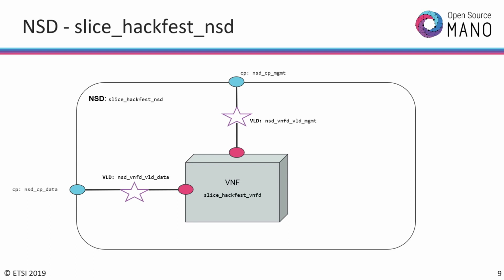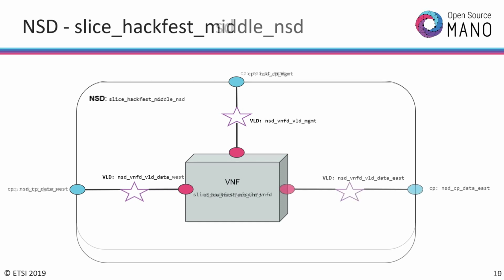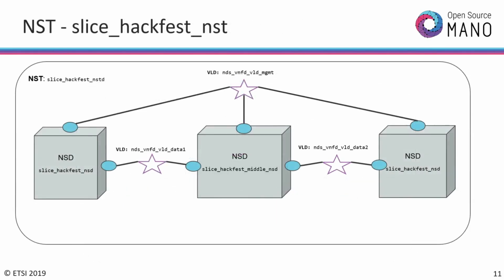What about the NSDs? We will have 2 NSDs, one for the Edge network service and one for the middle network service. The Edge network service is named Slice Hackfest NSD, and this has one VNFD, the Slice Hackfest VNFD, with a virtual link for the management interface and 1 virtual link for data. In the case of the middle NSD, it uses the Slice Hackfest middle VNFD with 3 virtual links for data west, data east, and management. This is the final picture of the network slice template we have for this session.